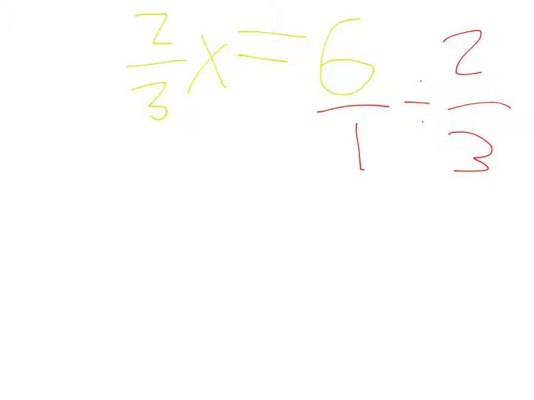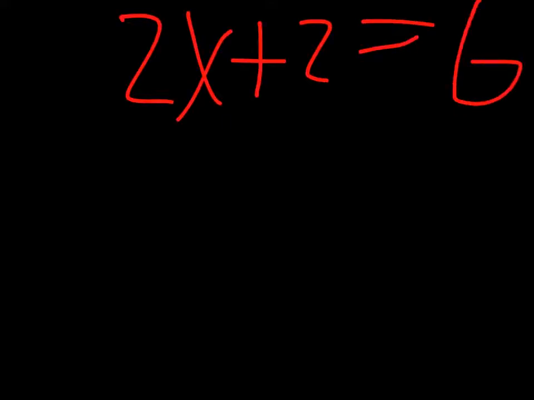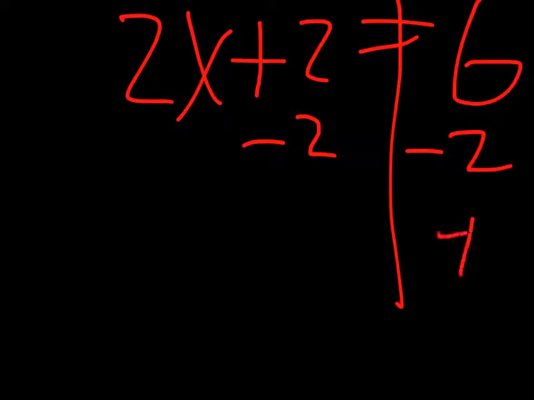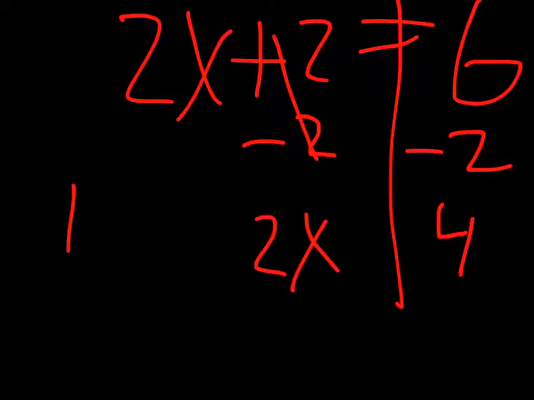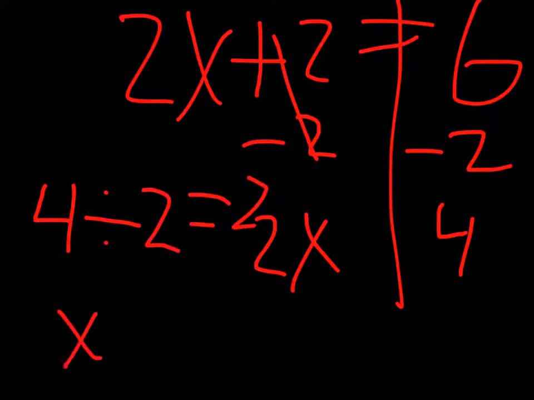So right now we're going to work on two-step equations, and our problem that we're going to do is 2x plus 2 equals 6. So what you want to do first is subtract 2 from both sides, like so, and this side is 4, and the 2 cancels out and makes 2x, which then you divide 4 by 2, and the answer is 2 equals 2, and so x equals 2.